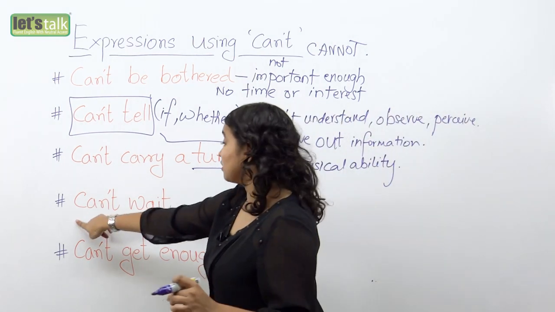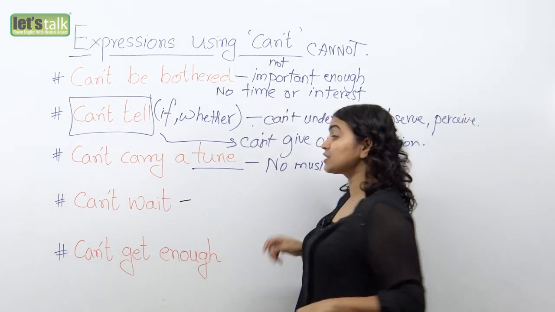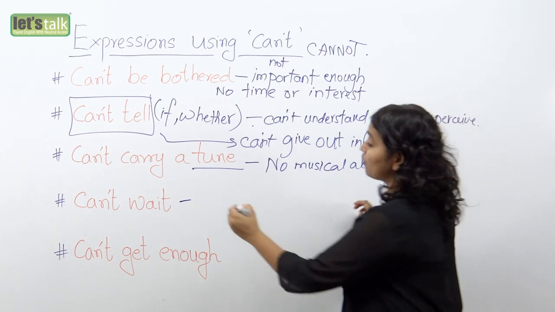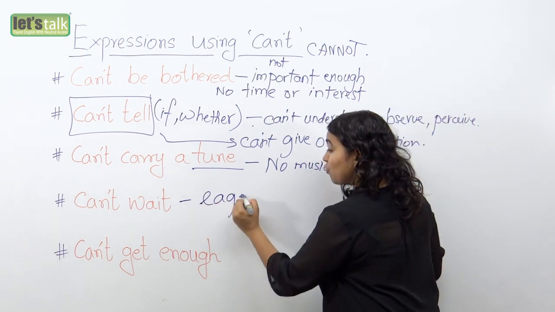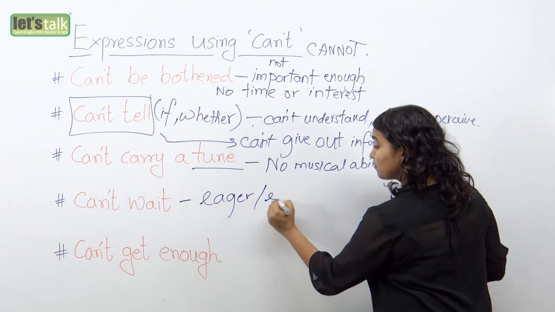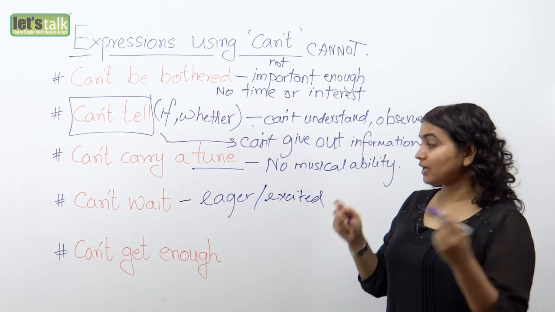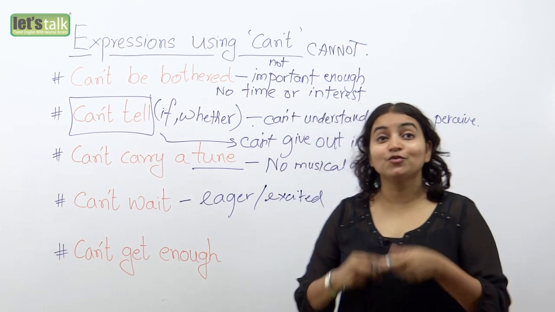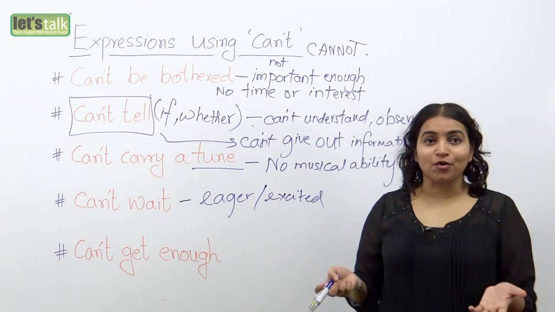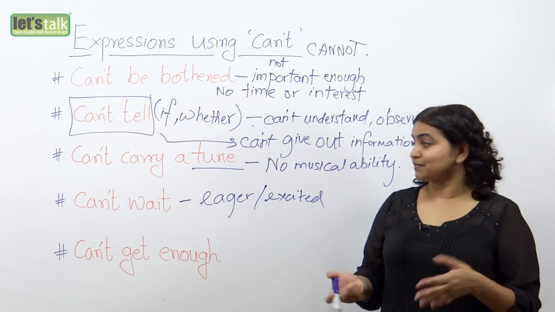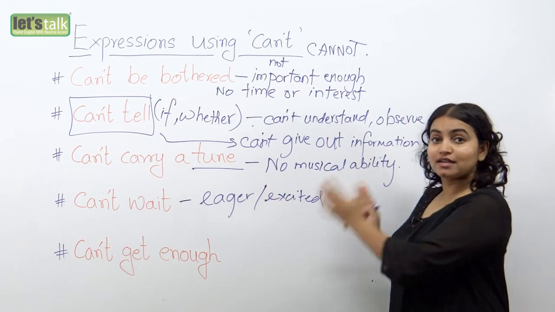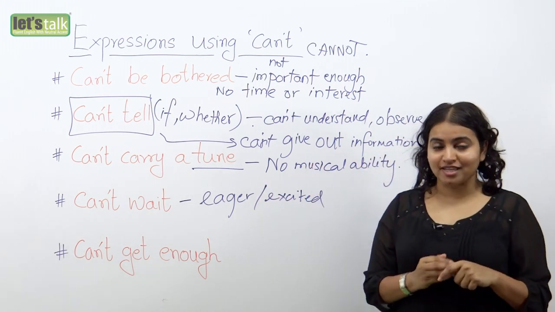And the next expression, can't wait, is an expression you use when you are very eager or very excited for something to take place. Okay, so I can say something like, I can't wait to travel to New York for my vacation this year, because you are very eager, you are very excited for that event to take place.